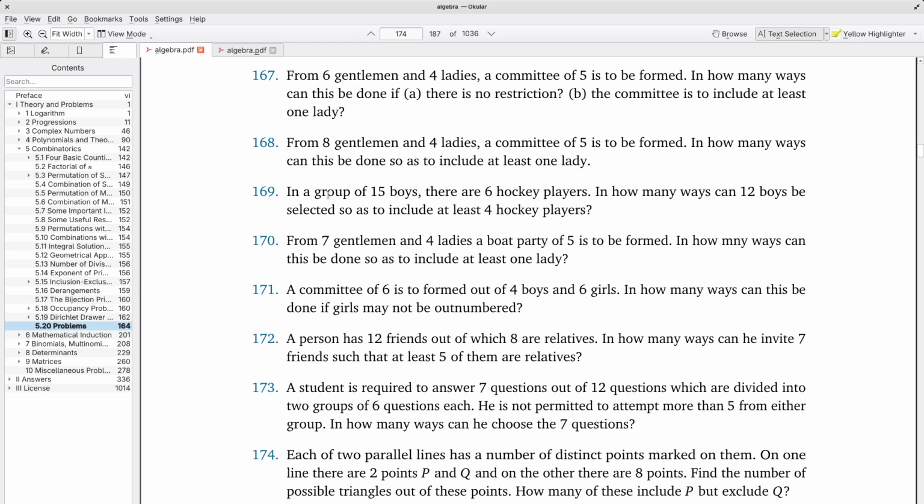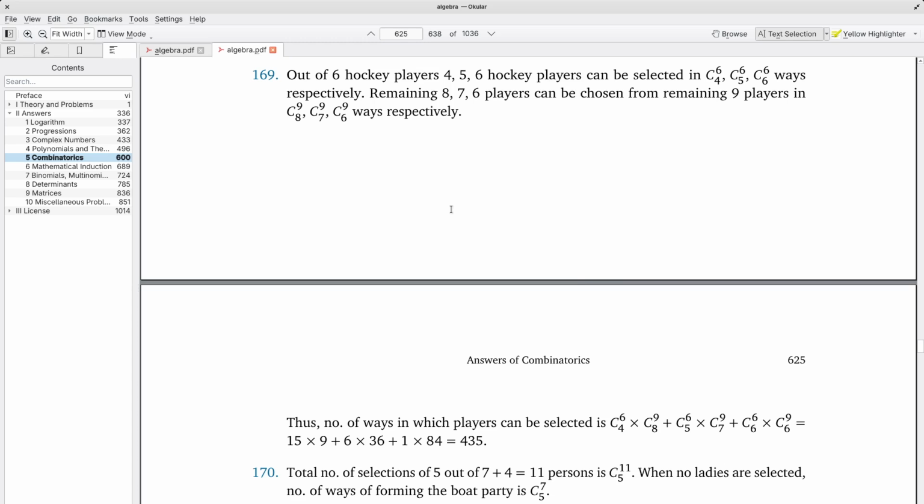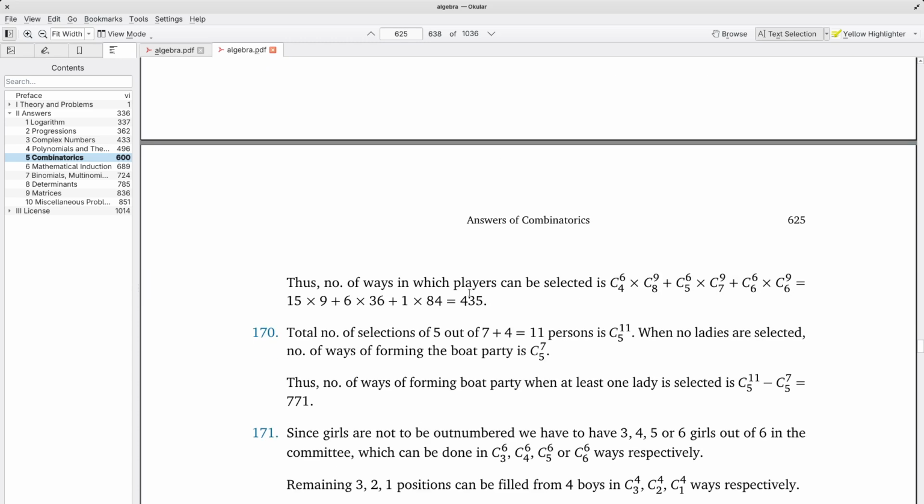Question 169 says that in a group of 15 boys there are 6 hockey players. In how many ways can 12 boys be selected so as to include at least 4 hockey players? So we can choose 4, 5 or 6 hockey players in 6C4, 6C5 and 6C6 ways respectively. The remaining 8, 7 and 6 players can be chosen from the remaining 9 players in 9C8, 9C7, 9C6 ways respectively. So you multiply the corresponding ways and you get the answer as 435.